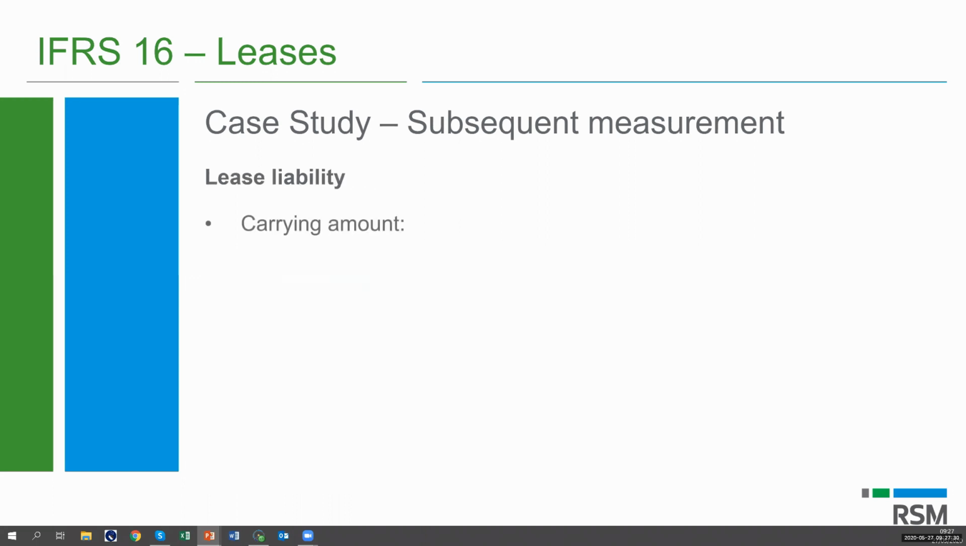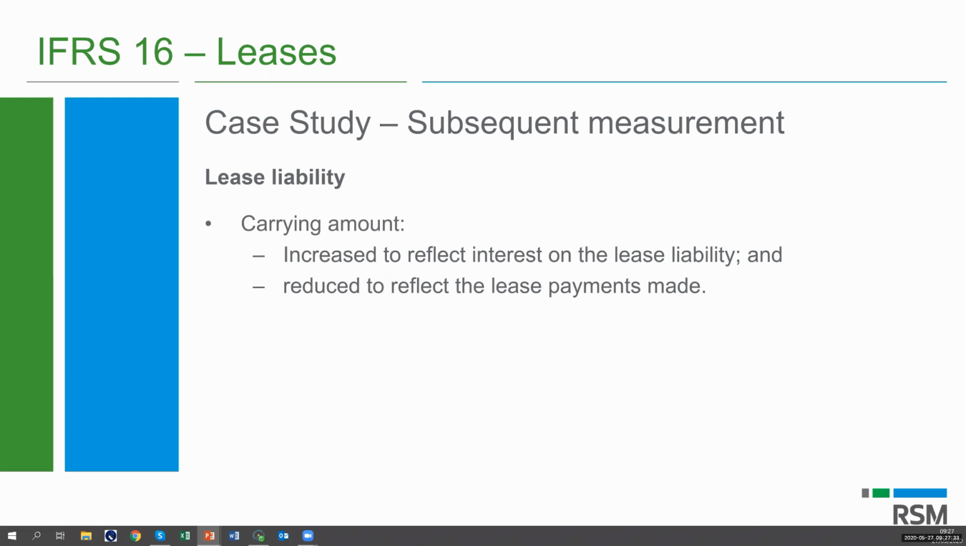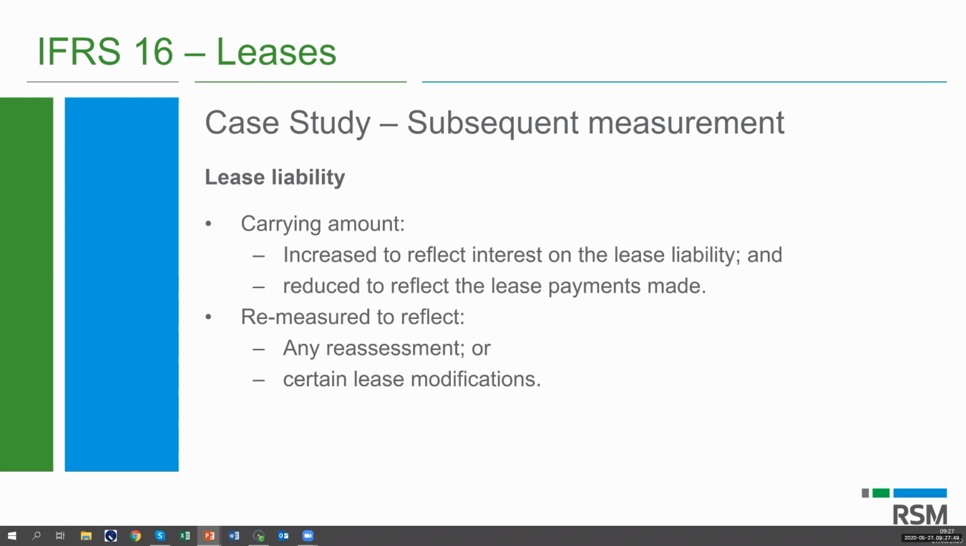The lease liability is quite simple: the carrying amount will change. You would increase it to reflect the interest on the lease that you're unwinding, and then you would reduce it to reflect the lease payments that you made. And then you may have any remeasurements, like I said, which are any reassessments, be it the lease term or the changes in your variable payments due to that index that you've now determined. And there are certain lease modifications that might occur as well that you would have to take into account.